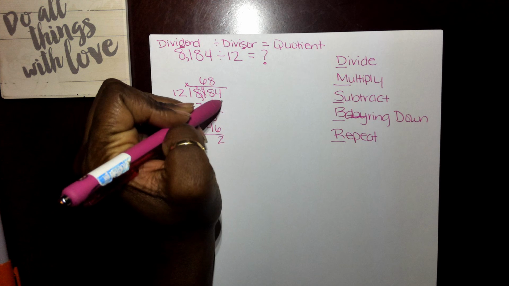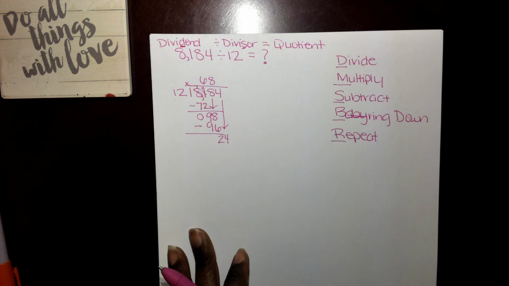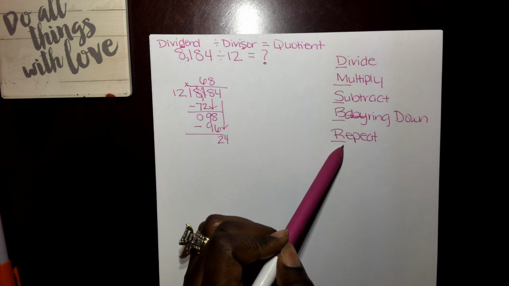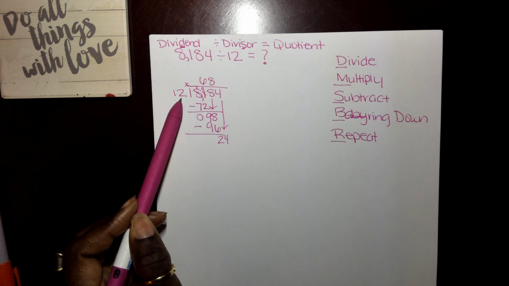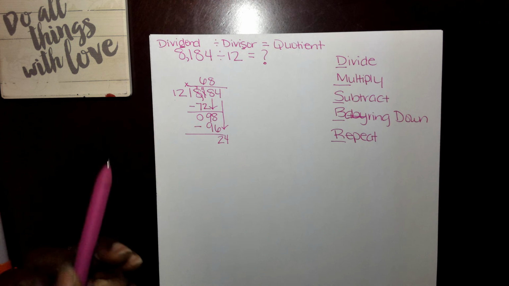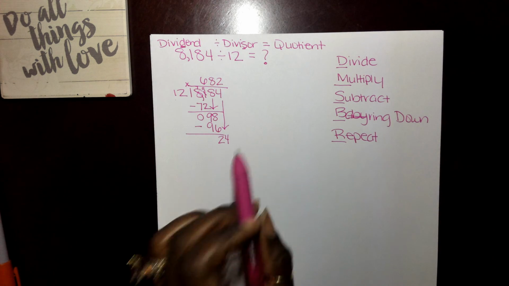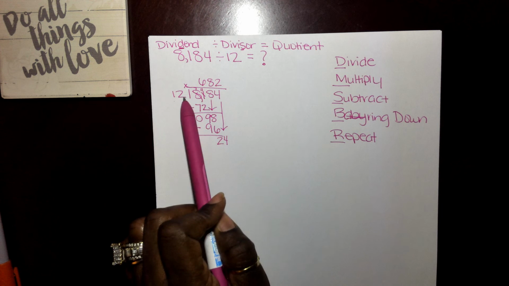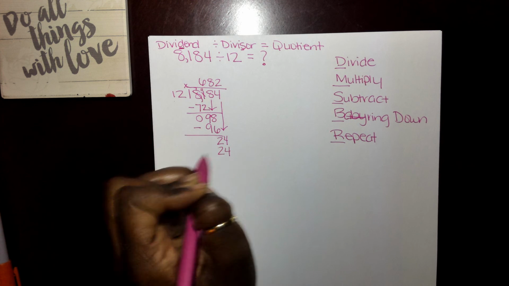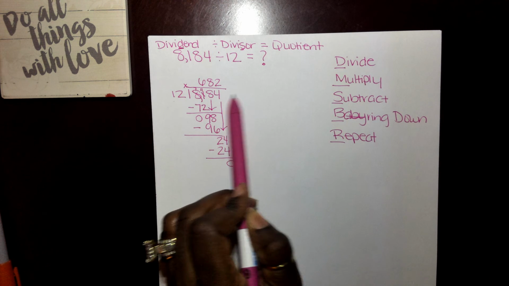And then I bring down my baby brother, or the next number. Now we're going to repeat the process again. We want to find out how many groups of 12 are inside of 24. And we realize that 12 times 2 would give us exactly 24. So 2 times 12 gives me 24. When I subtract that, I'm left with nothing, and there's nothing else left here.